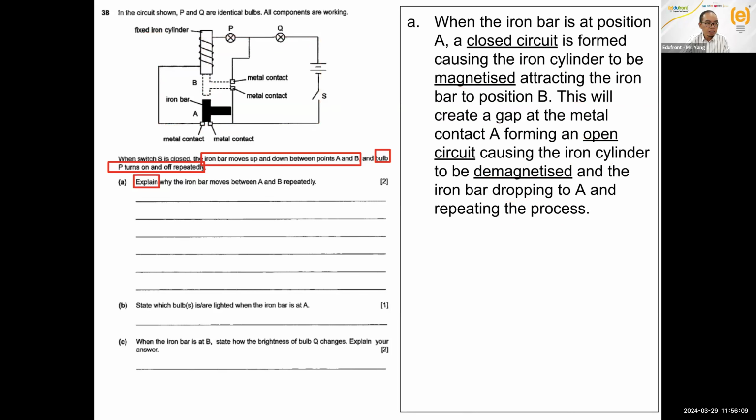Understand our class? Okay, those of you who have any question, please write in the group chat. I can try to answer. Okay, Riz says, what do you mean by metal contact? This is the metal contact here. Metal contact is given here in the diagram, right?